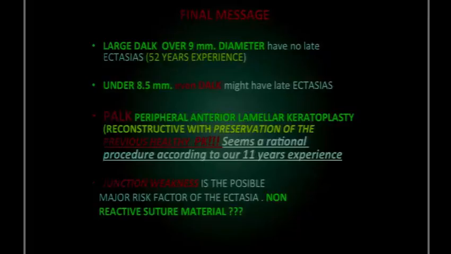Final message is the large DALK over 9 millimeters have no late ectasia, 52 years experience. Under 8.5, DALK might have late ectasia. Peripheral anterior lamellar keratoplasty is a reconstruction with preservation of the previous healthy PK. This is very important. It seems a rational procedure according to our 11 years experience with this technique. Junction weakness is the possible major risk factor of this ectasia. Non-reactive suture material, that's what we think, but it may be another reason.